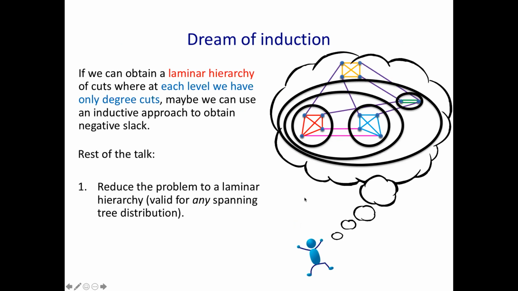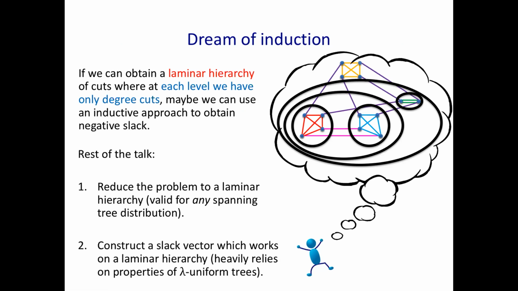So the rest of the talk now naturally divides into two pieces. First, I'll show you how to obtain a laminar hierarchy. And in this section, I won't use any properties of SR distributions or lambda uniform trees. And in that sense, you can think of it as actually a reduction to the hierarchy case that's valid for any algorithm which samples a spanning tree that respects the marginals of the TSP-LP and then adds a matching.